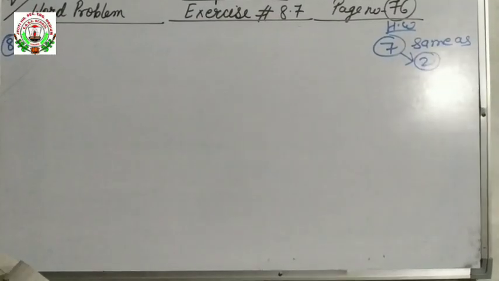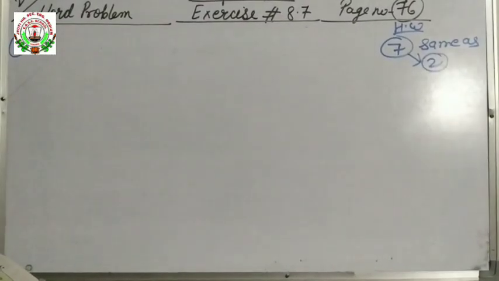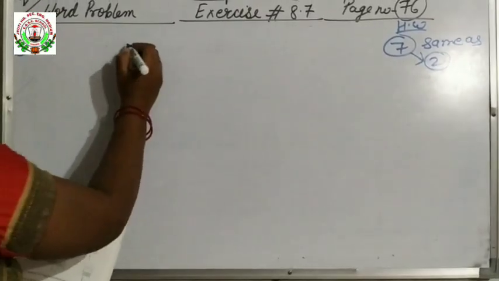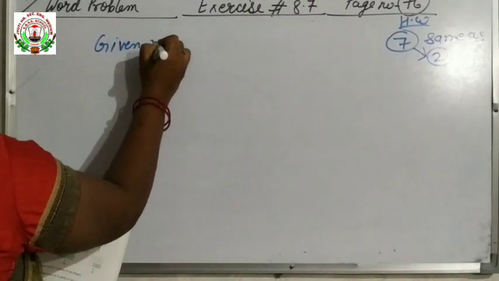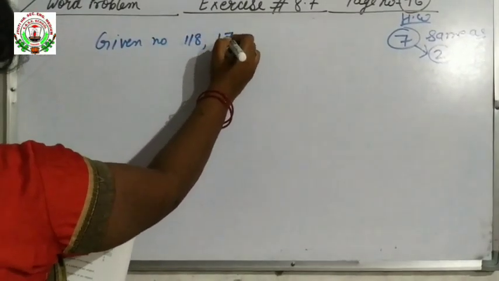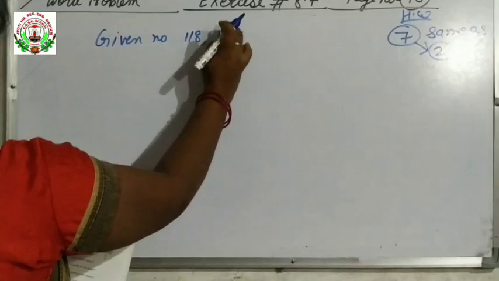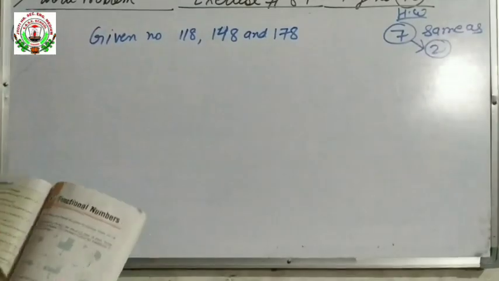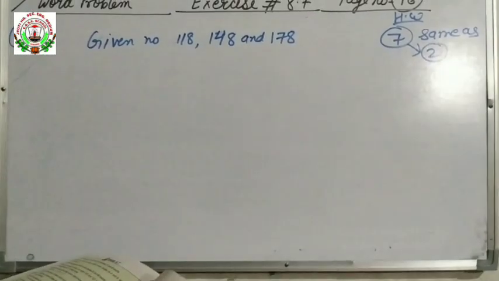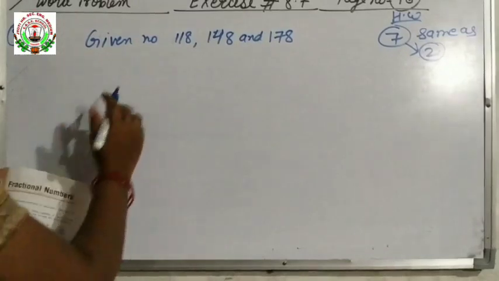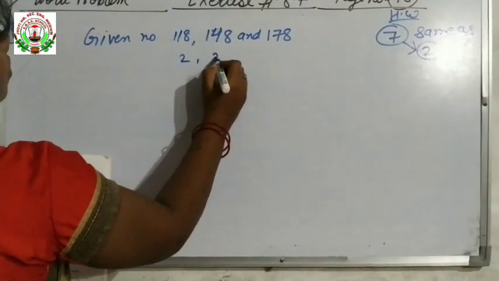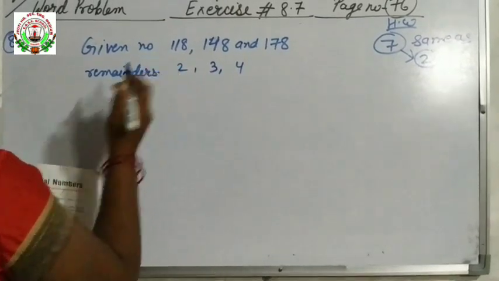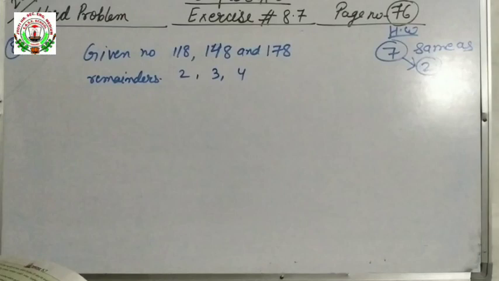Question number 8 is find the highest number by which on dividing 118, 148, 178. Given number is 118, 148 and 178. It is a given number. Now here remainders are given 2, 3 and 4. Remainders 2, 3 and 4. It is the remainders. Okay. Understood? So we have to find out the highest number.